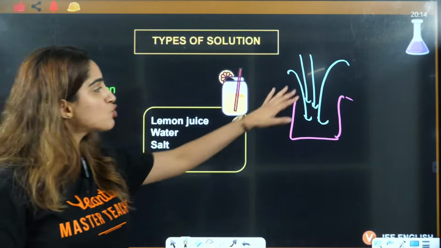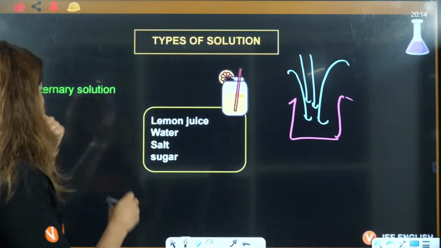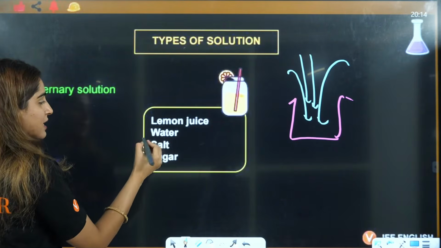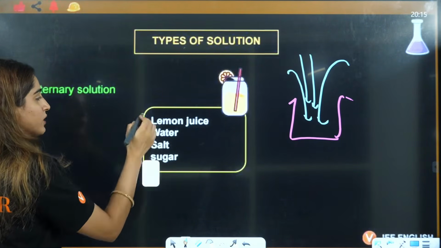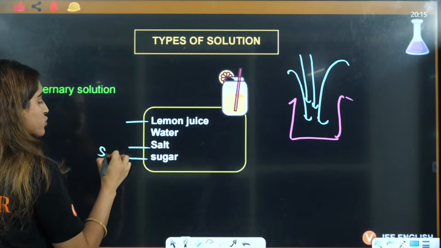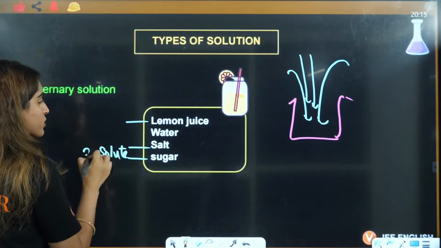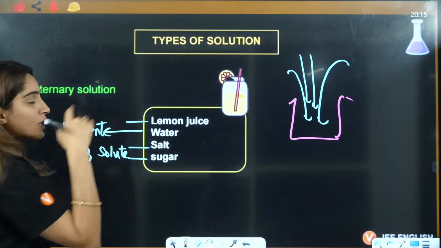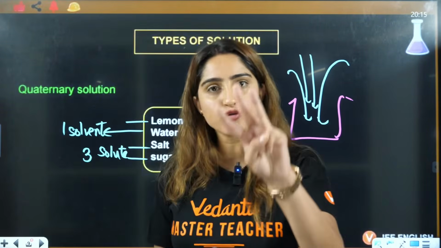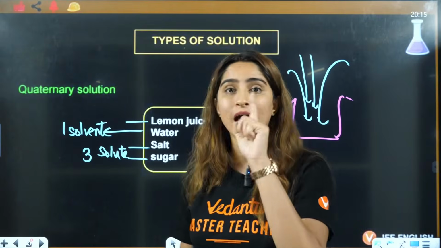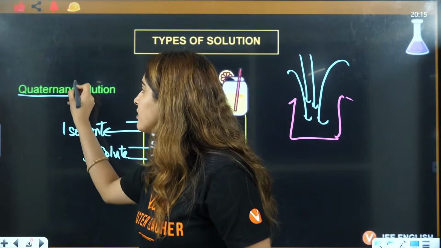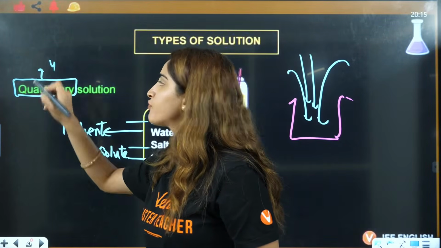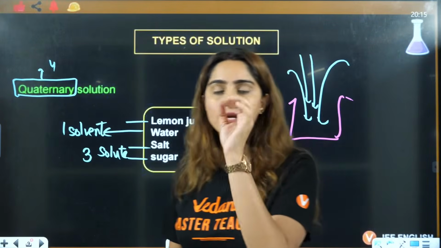Now you have so many solutes. What you have? You have 3 solutes, 1, 2, 3, and there is only one solvent. That total is making 4. 3 solutes, 1 solvent, total is 4. That is why it is called quaternary. Quaternary basically means 4. So it is a quaternary solution.